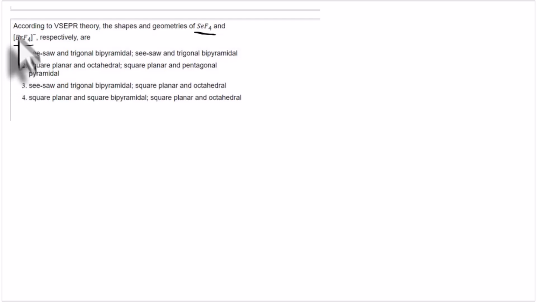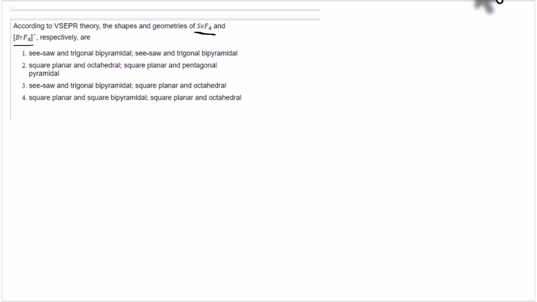So the first statement says that according to VSEPR theory, the shapes and geometries of SeF4 and BrF4 minus respectively are seesaw and trigonal bipyramidal, the first option. Then the second option says square planar and octahedral, square planar and pentagonal pyramidal. The third option says seesaw and trigonal bipyramidal, square planar and octahedral. The fourth option says square planar and square bipyramidal, square planar and octahedral. So basically we are being asked the geometry and the shapes.